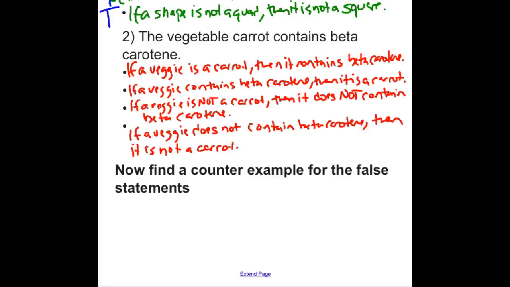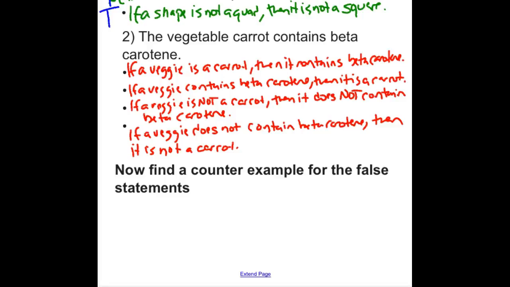Okay, here are my statements. My conditional is if a veggie is a carrot, then it contains beta carotene. My converse is if a veggie contains beta carotene, then it is a carrot. My inverse is if a veggie is not a carrot, then it does not contain beta carotene. And my contrapositive, my last statement, is if a veggie does not contain beta carotene, then it is not a carrot. So what we have to come up with now is decide if these are true or false.